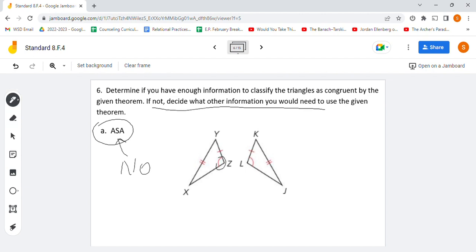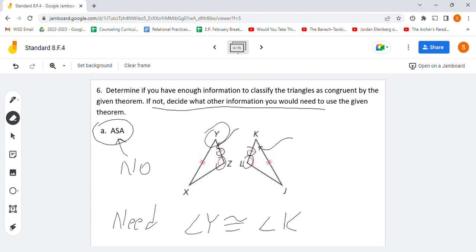We have an angle here and a side here. We would need a second angle, which would be on the other end of that side, which would be this one. And then on the right hand side we have an angle and we have a side, and we would need our second angle, which would be this one right here at K. So the information that we need to be able to conclude this, we need to know that angle Y, that's the one right here, is congruent to angle K. We don't know that, but we are stating that we would need to know that. That's the second part of this question.